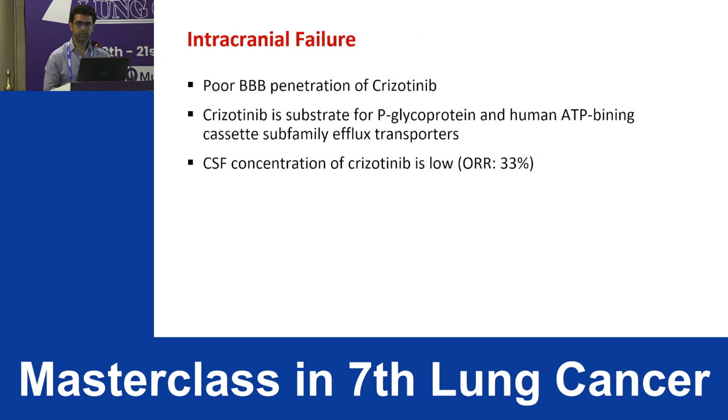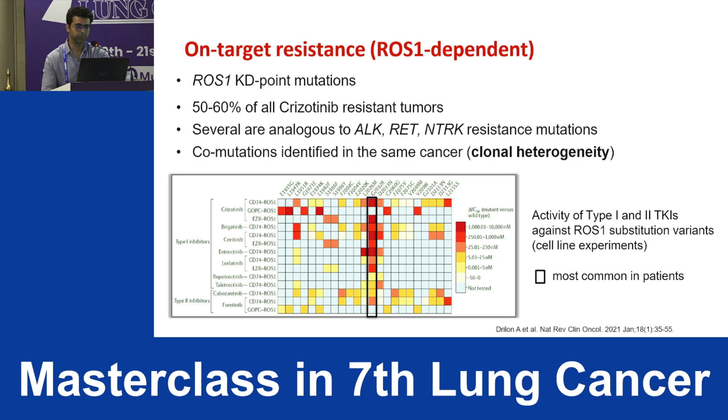Intracranial failure is one of the important mechanisms of crizotinib resistance, and it is because of poor blood-brain barrier penetration of crizotinib. Crizotinib is a substrate for P-glycoprotein and human ATP-binding cassette subfamily efflux transporters, and therefore it does not cross the blood-brain barrier as effectively as the newer TKIs. The CSF concentration of crizotinib is low, and it has been shown that the overall intracranial response is somewhere between 25 to 33%.